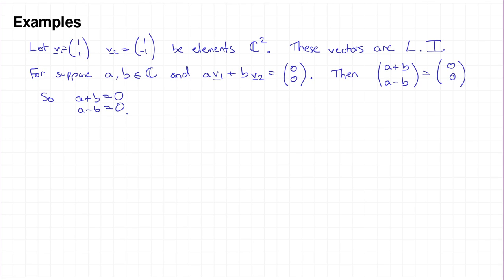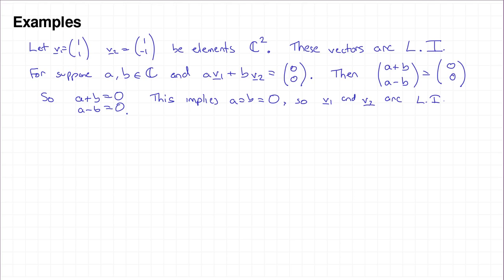If you add one equation to the other, then you'll get 2a equals 0, so a equals 0. And if you subtract the two equations, you'll get that b equals 0. So this implies a equals b equals 0. These two simultaneous equations can be solved to get a equals b equals 0. So what we've shown there is that the only linear combination of v1 and v2 equal to the 0 vector is the linear combination where both of the scalars, a and b here, were 0. So v1 and v2 are linearly independent.